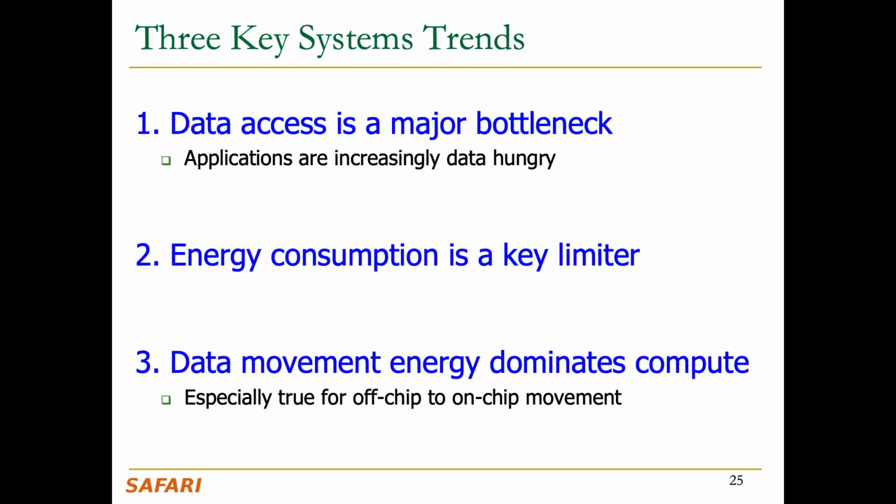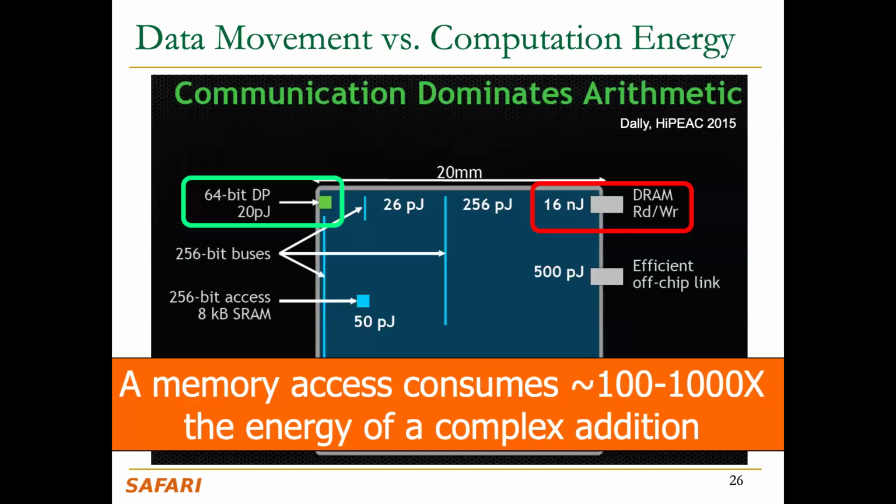Okay, so this was performance. I motivated data access as a major bottleneck. I think this is well known, and now you have some data. I'm going to give you more data later on. Energy consumption is clearly a key limiter today in many systems we design. I'm going to take that as granted. I'm going to talk now about this third issue, which I think is even worse than performance, which is data movement energy dominating computation energy. And I'm going to use someone else's data.